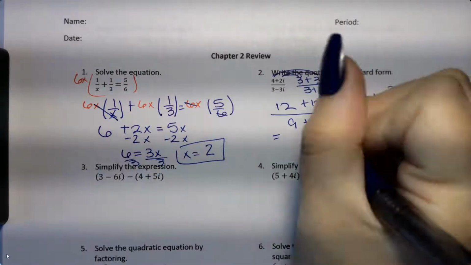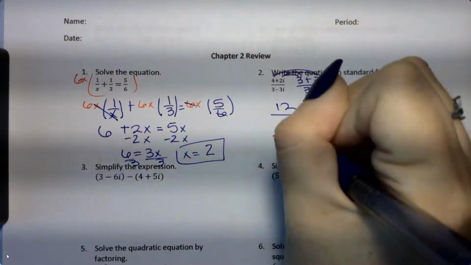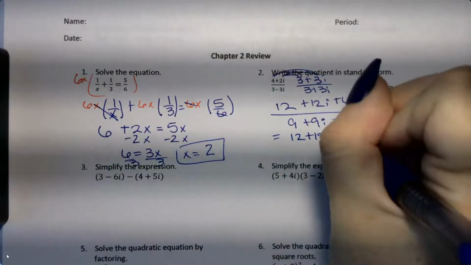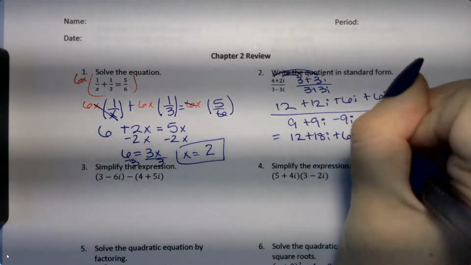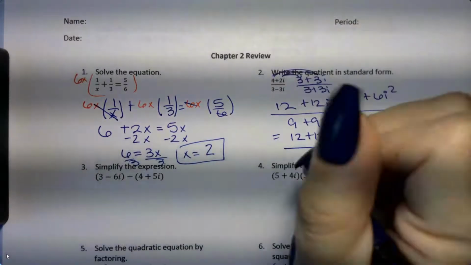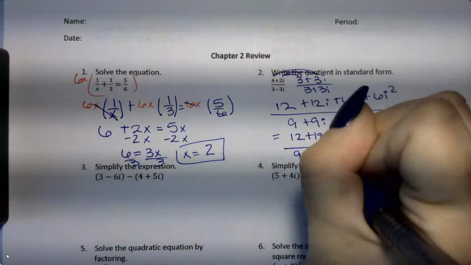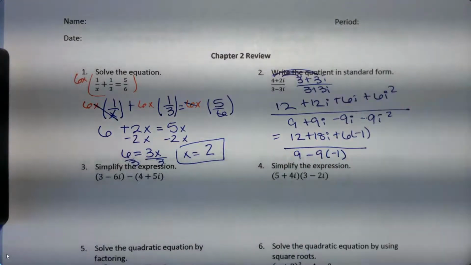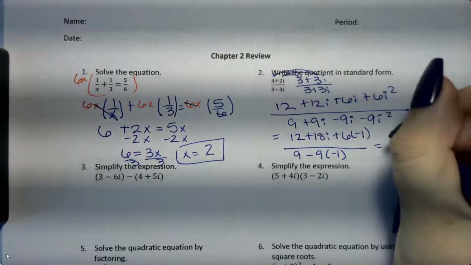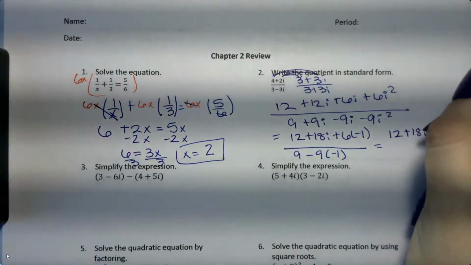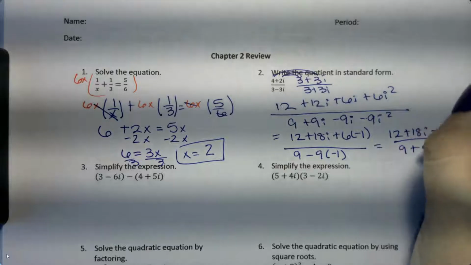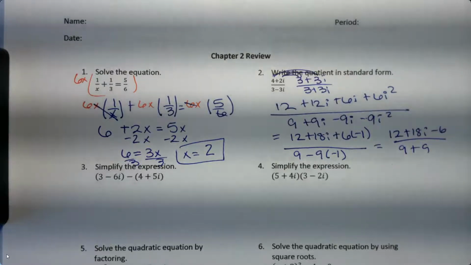Then I want to simplify. So on the numerator, I'm going to have 12 plus 18i plus 6 times negative 1, because remember, i squared turns into negative 1. And then on the denominator, I'm going to have 9 minus 9 times negative 1, because my i's cancel out. Then I want to simplify some more. We're going to have 12 plus 18i minus 6 over 9 plus 9. I will give you more room on the test.